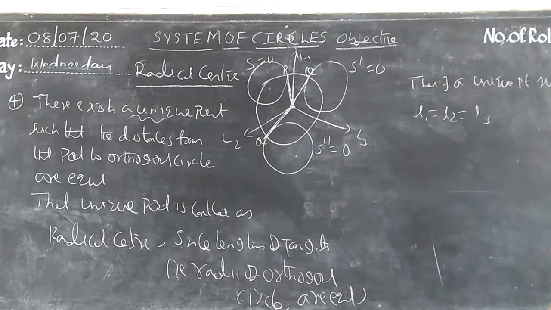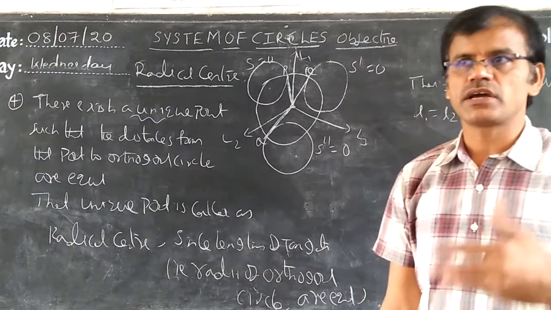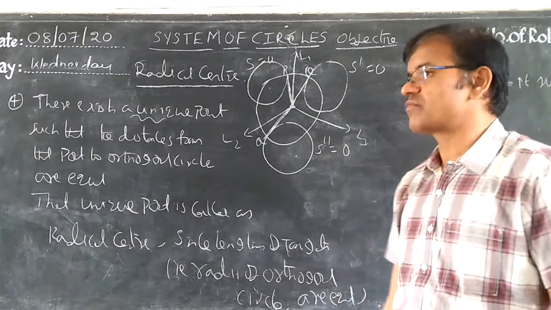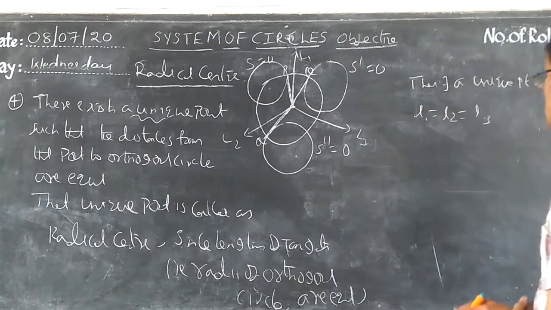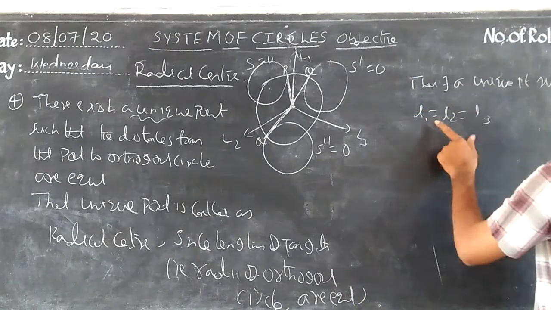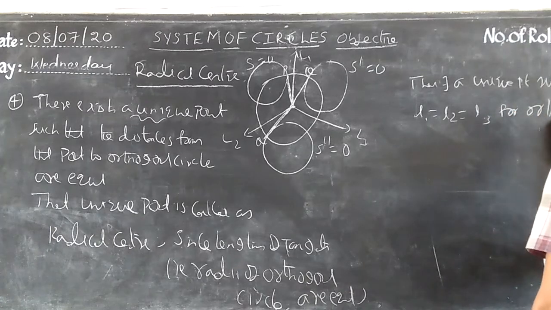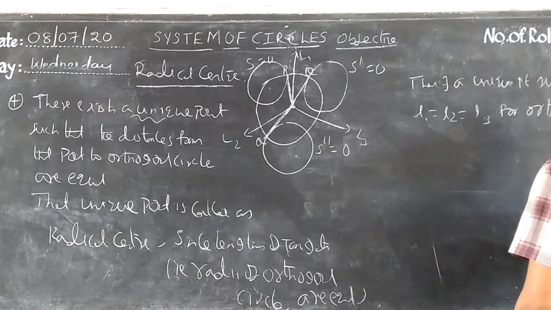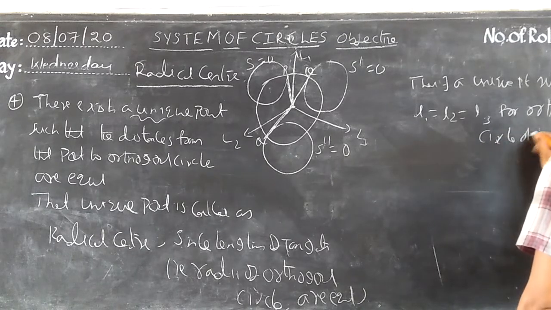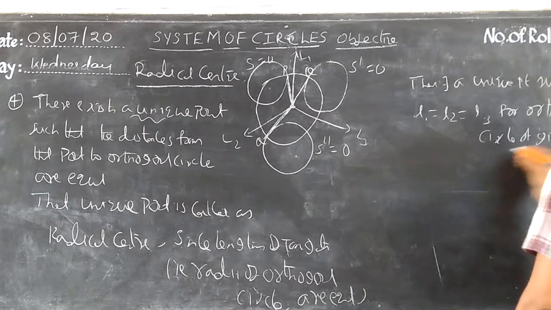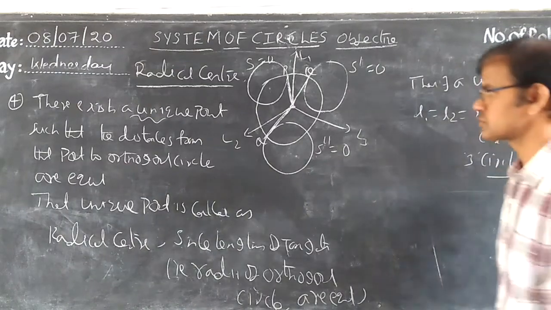What is L1? L1 is the length of tangent from the radical center to the first circle, L2 is the length of tangent from the radical center to the second circle, and L3 is the length of tangent from the radical center to the third circle. So there exists a unique point such that L1 equals L2 equals L3, for the orthogonal circle of the given three circles.